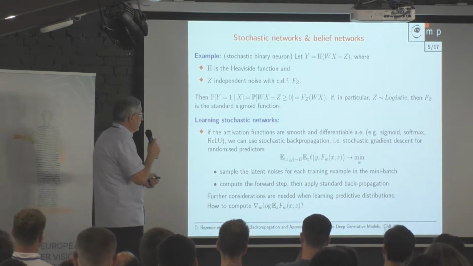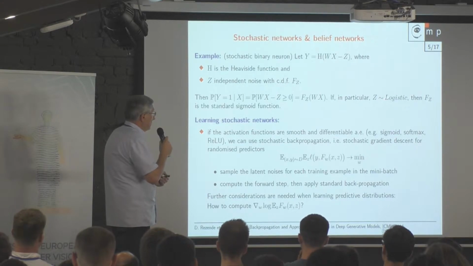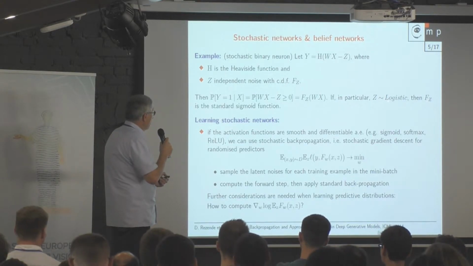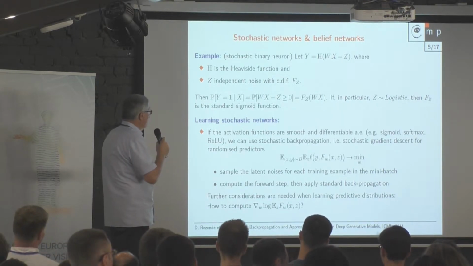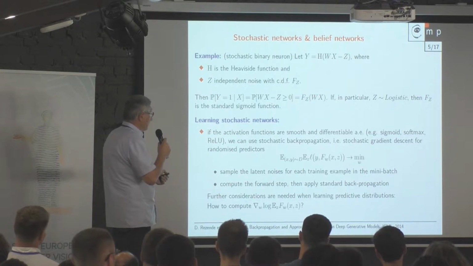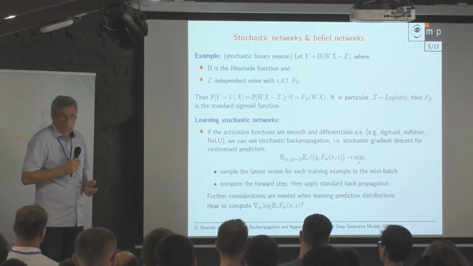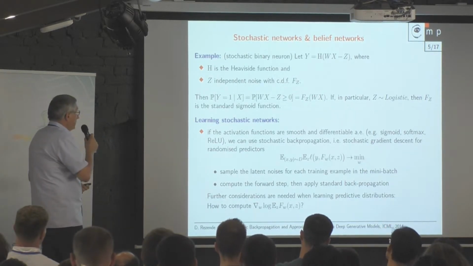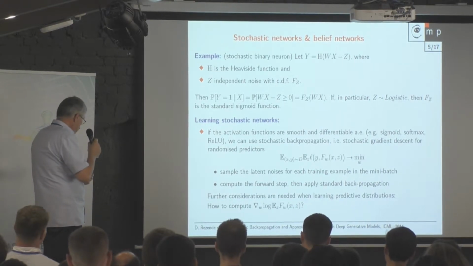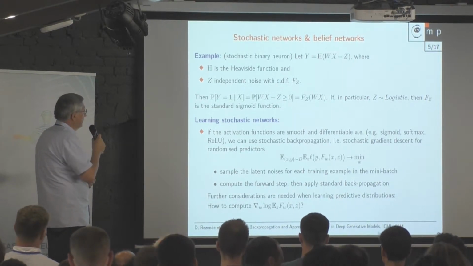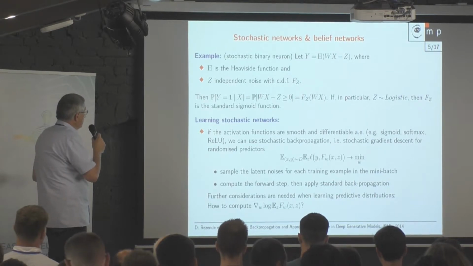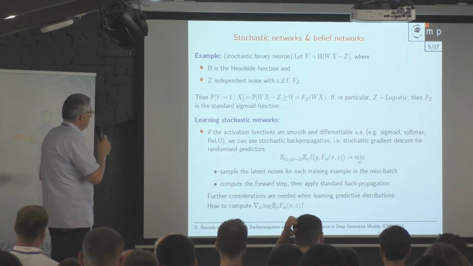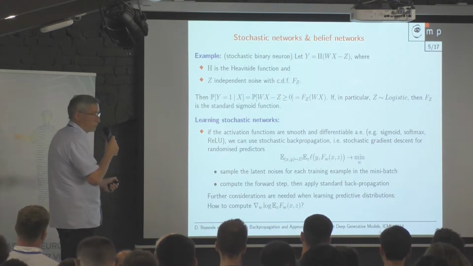Say in particular, if z is logistically distributed, then its cumulative distribution function is the well-known sigmoid function, so you end up with this. So if you have a stochastic binary valued neuron with Heaviside function, and this noise is logistic, then the probability of the stochastic neuron taking value 1 is given by the sigmoid function of Wx.